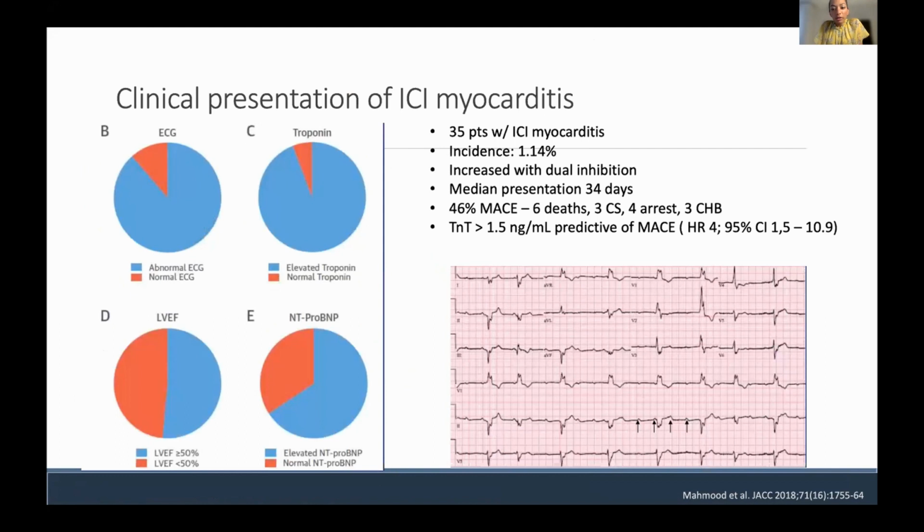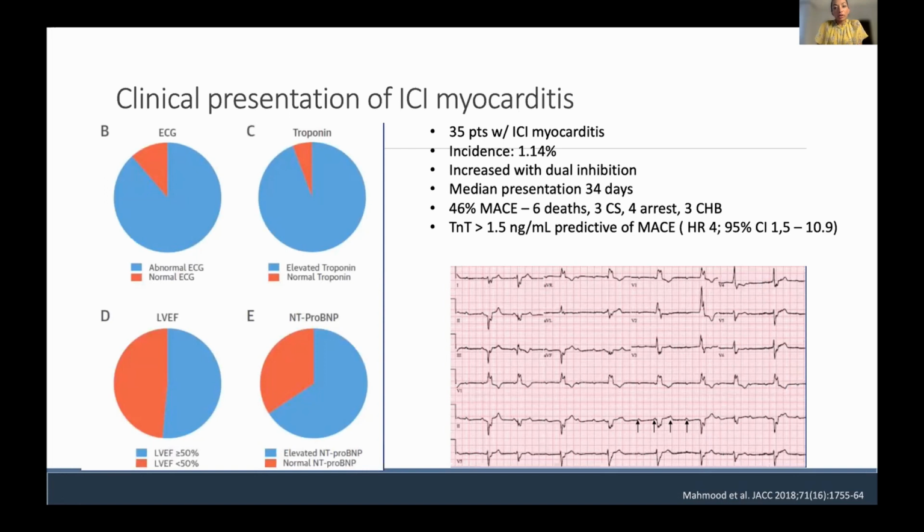Immune checkpoint inhibitors are becoming increasingly used now because there's a lot of research and they have been shown to be quite helpful in a lot of advanced stages of cardiomyopathy. Unfortunately, one of their side effects is also causing various cardiac toxicities and, most importantly, myocarditis.